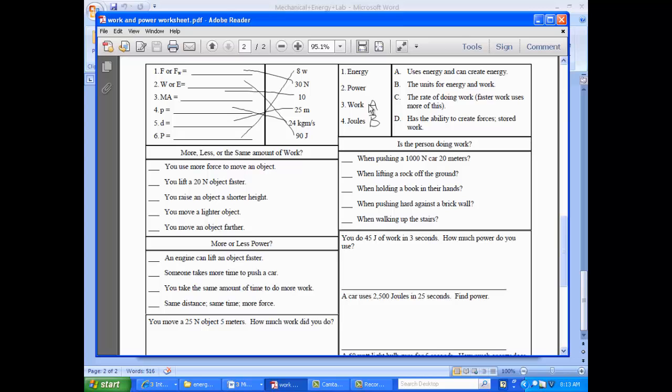Power? D. Fantastic. And energy? C. There we go. Clean it up a little bit.